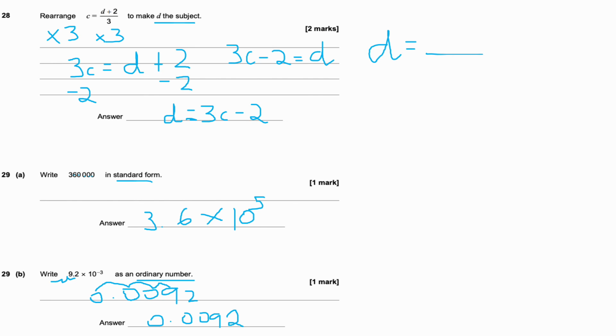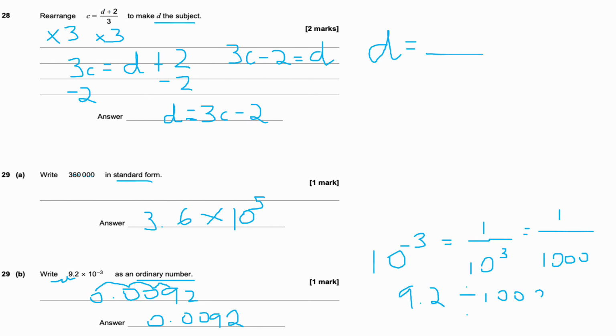Because if you think about 10 to the minus 3, what does that actually mean? It means 1 over 10 cubed, which equals 1 over 1,000. So you're essentially multiplying 9.2 by 1 over 1,000. So you're doing 9.2 divided by 1,000, essentially in theory, to help you understand this negative indice.